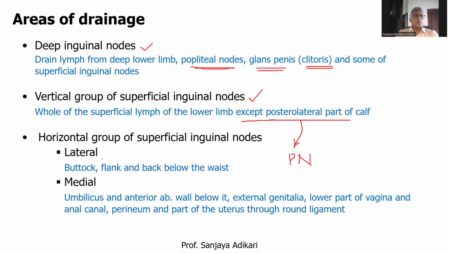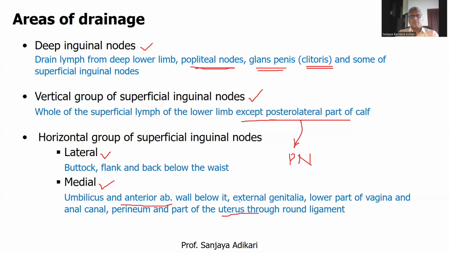Okay. So horizontal group, superficial group I'm referring to. I said the lateral one is not very important. It drains the buttock and the flank, the waist lateral side. Medial group is more important. I told you it drains the uterus, cornu of the uterus. Other than that, it drains the superficial lymph from the anterior abdominal wall below the umbilicus.